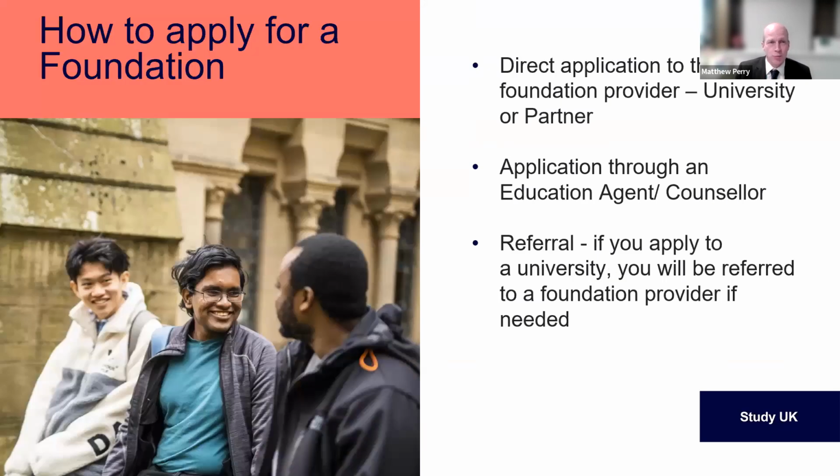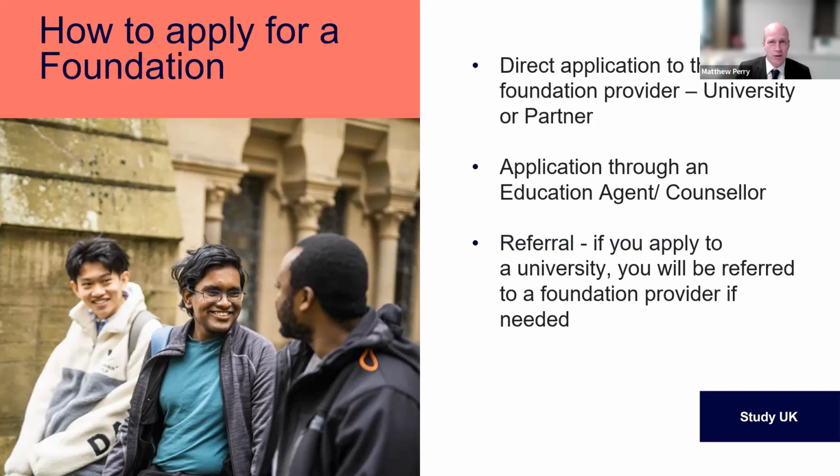There are a number of different ways you can apply for a foundation. You can apply directly with the foundation provider, so that may well be direct to the university, or you might, as we do here at University of York, partner up with another organisation such as Kaplan, and you can apply through their partner organisation as well. Equally, you can go through an application through an education agent or a counsellor. Sometimes you might apply directly to a university, but if they feel you would benefit from taking a foundation, then they will direct and refer you onto the foundation provider if they feel that's appropriate. But as I say, it's a very straightforward process. And in all of this, I'd encourage you to do some research because there's lots of really good options out there from lots of different providers.